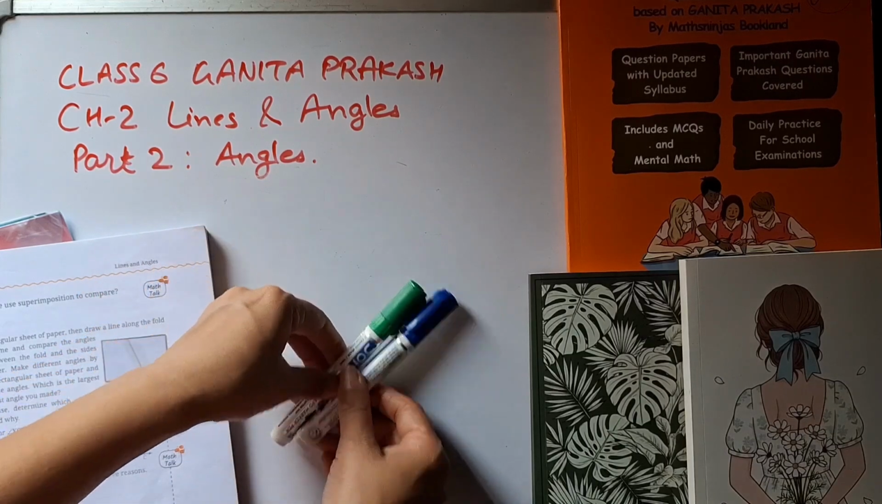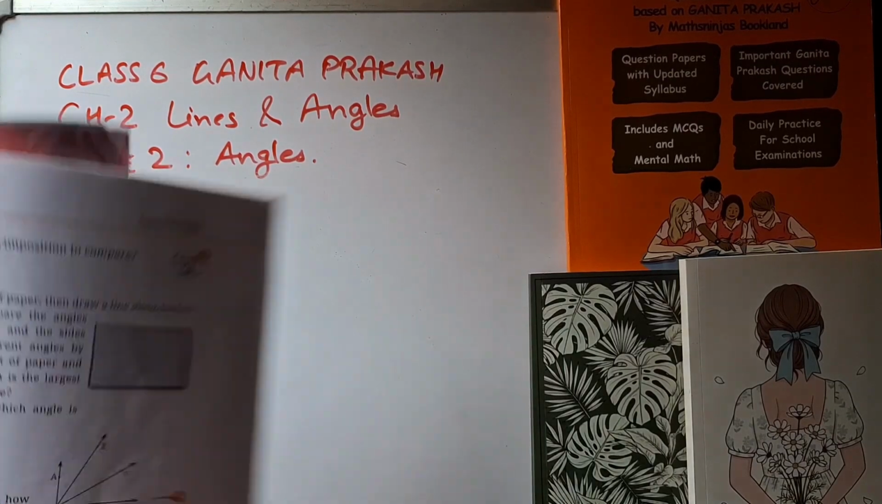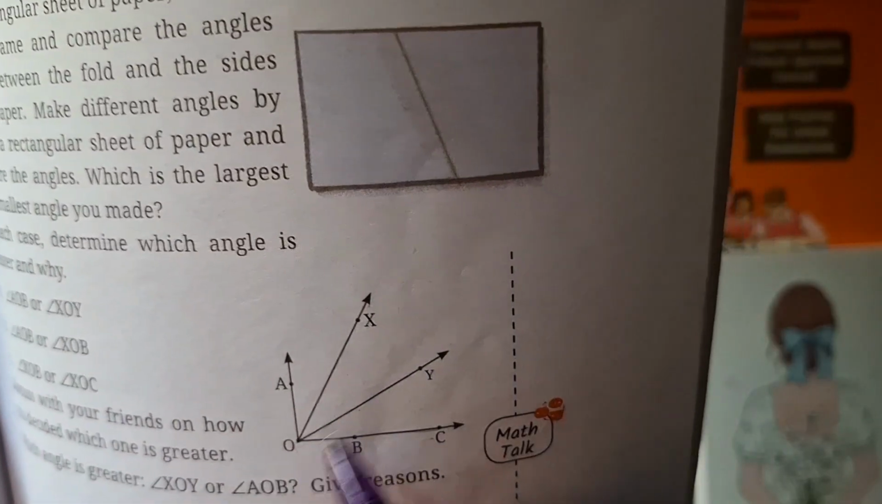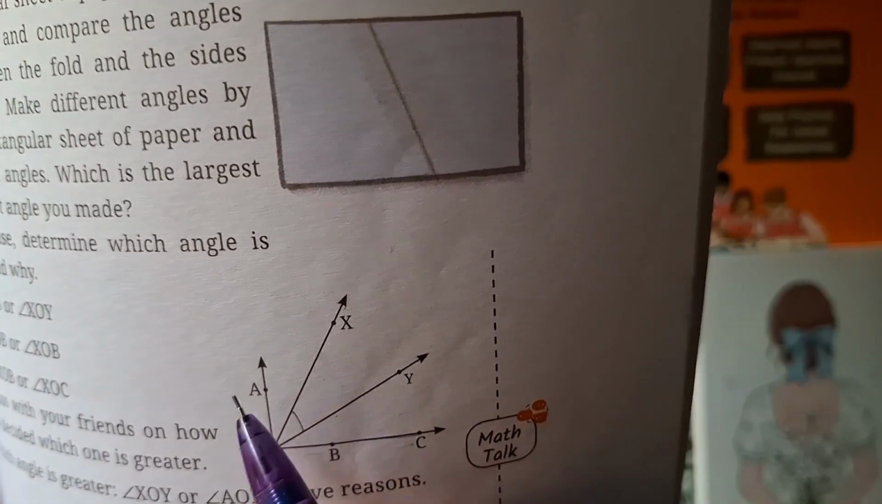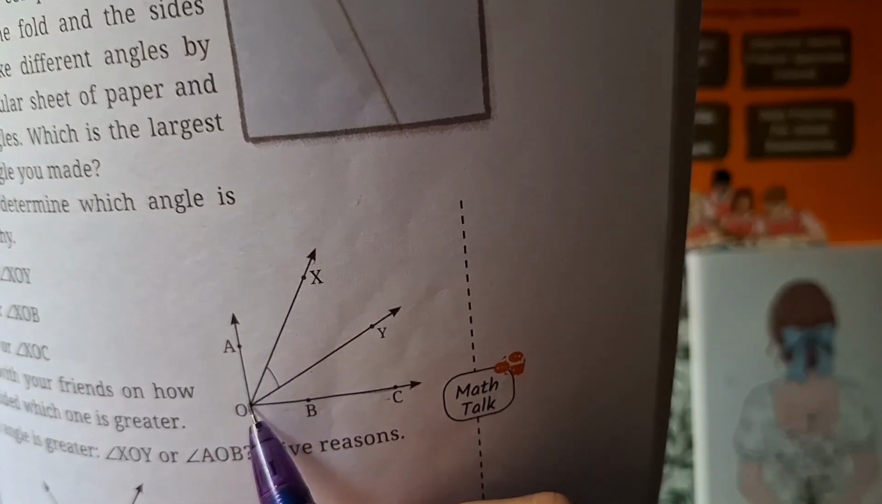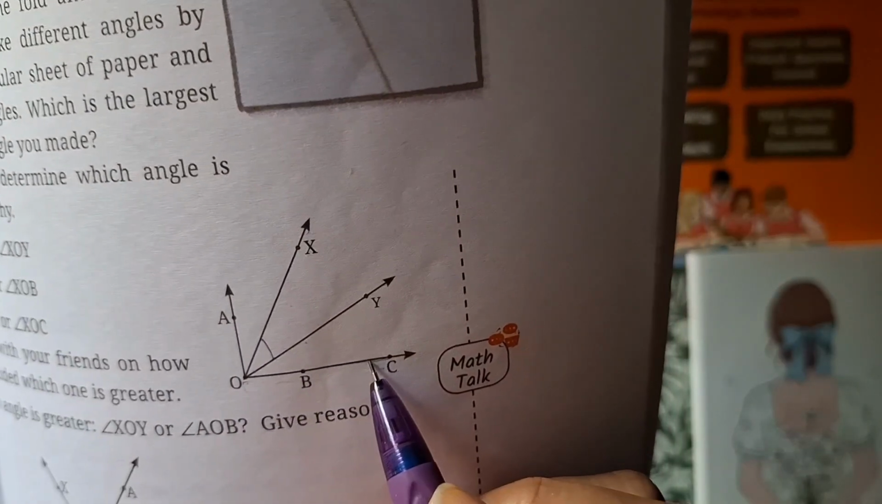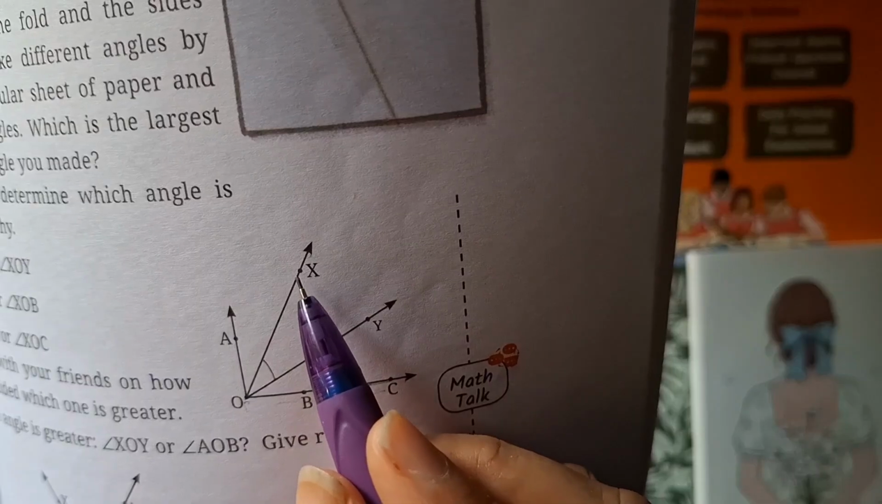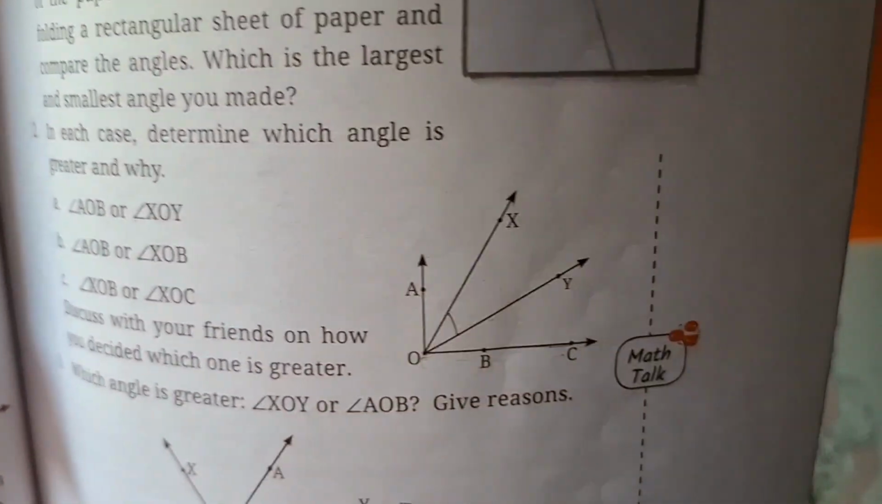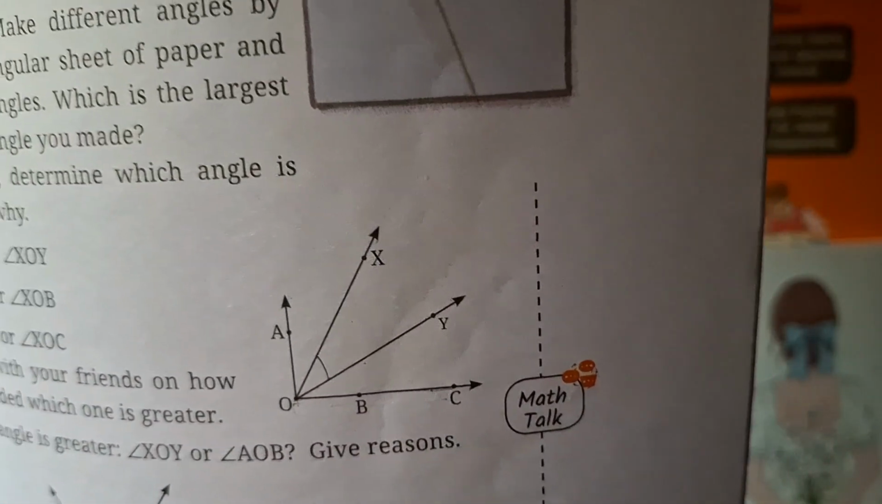So in our case here, angle AOB is the larger angle, the greatest angle, and angle XOY lies inside angle AOB. So the measure of rotation of AOB is greater than the measure of rotation of XOY. So AOB is greater. Similarly, all can be done just by seeing where the rotation of the angle is greater.